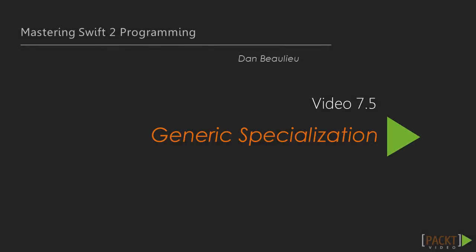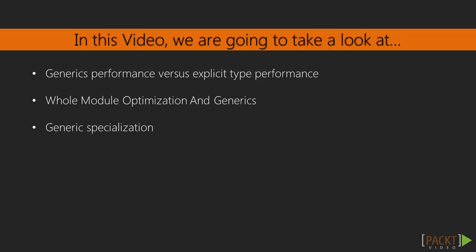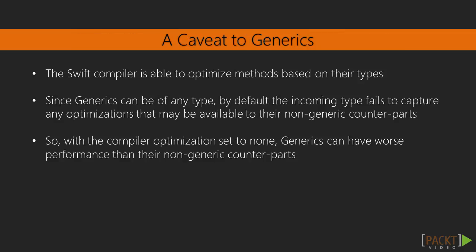In the previous video, we measured the performance of reference types and value types. In this video, we'll demonstrate a compiler optimization called generic specialization. In Section 2, we saw how generics can afford us maximum code reuse. There is, however, a caveat to generics that I've yet to mention. The Swift compiler is able to optimize methods based on their types.